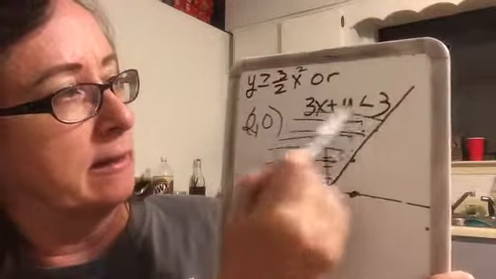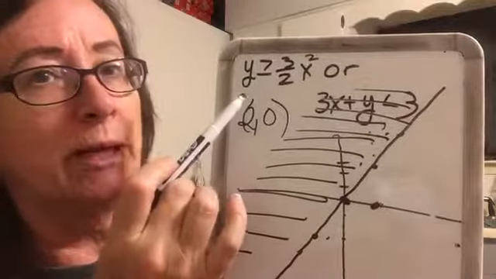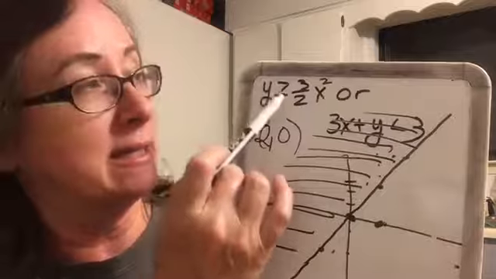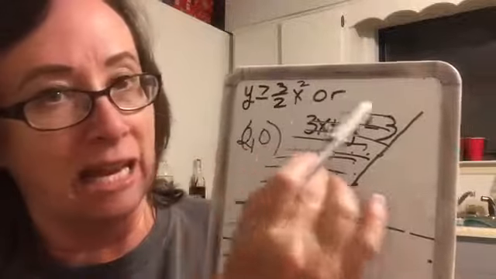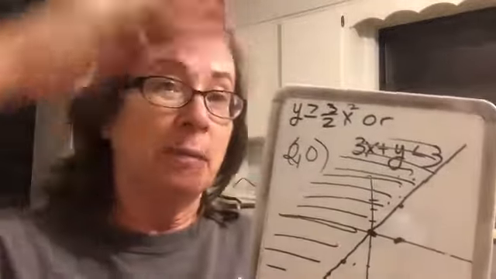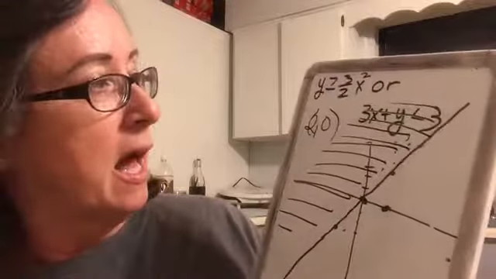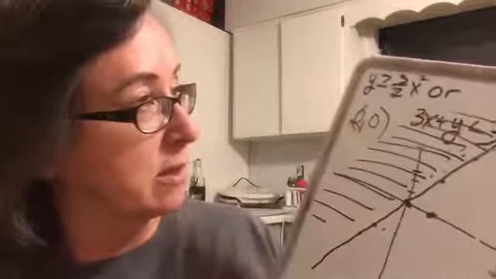Now a lot of you, when you have it in slope-intercept form, it's very easy to say y is greater than the line. So y is going to be above the line. And if you look at that, that is above the line. But a test point always works also.